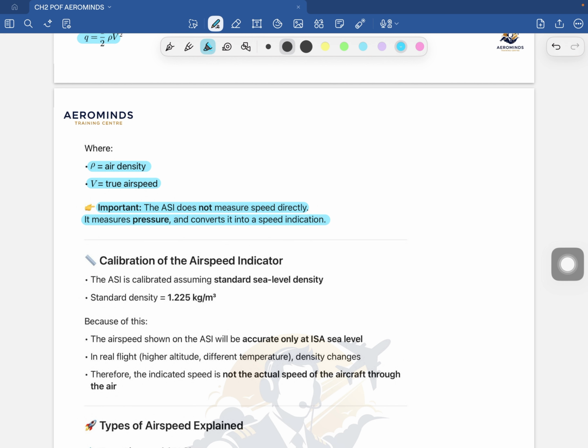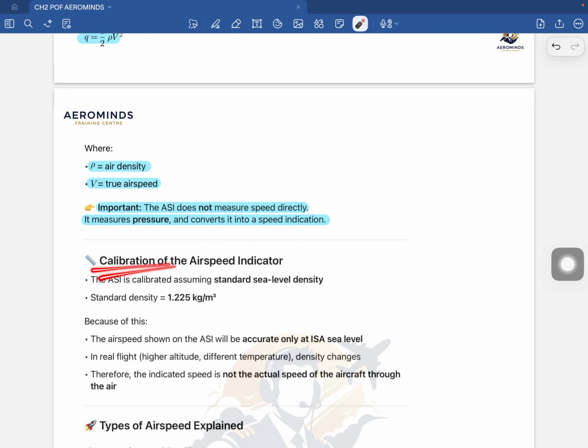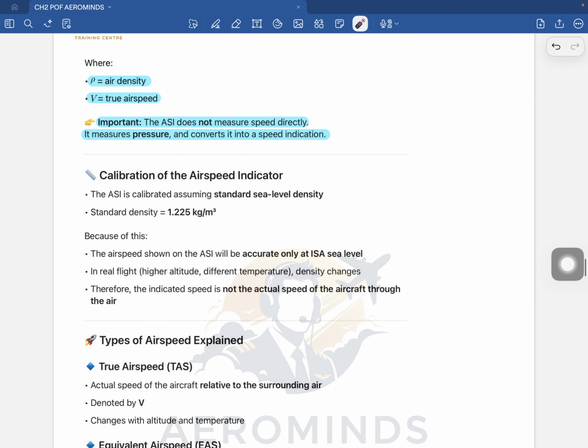Now, basically, the next question you might have is how it converts the pressure into the speed. This is where calibration comes into the picture. The airspeed indicator is calibrated at sea level density, or sea level conditions. That means when the manufacturer makes this instrument, they assume that the aircraft is flying at sea level.